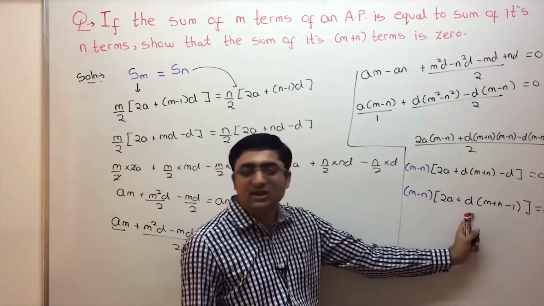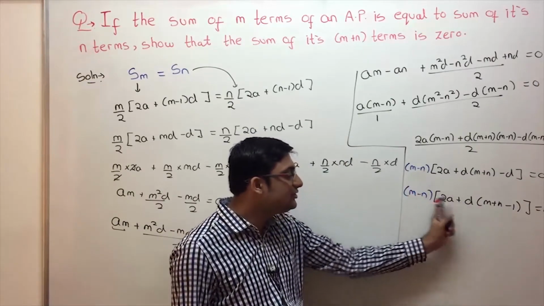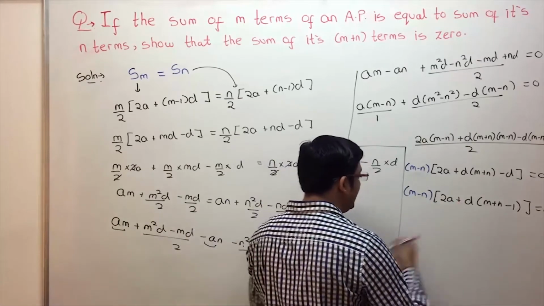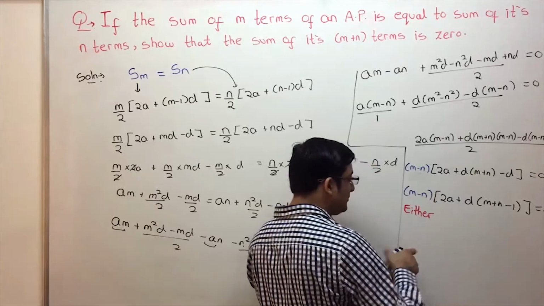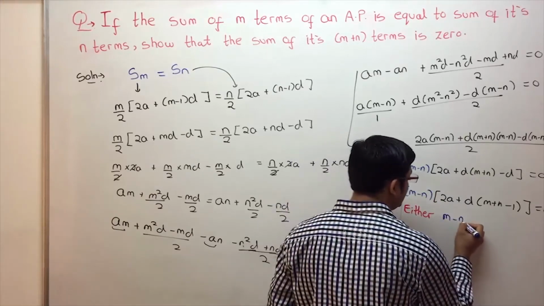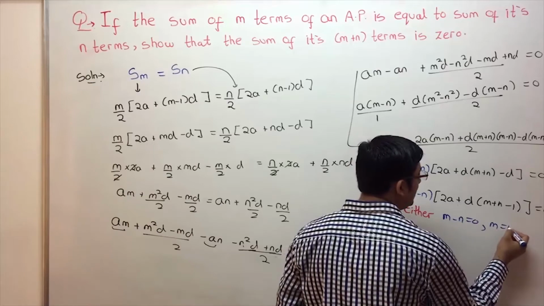So now we have multiplication of two terms is 0. I repeat, multiplication of two terms is 0. So either this is 0 or this is 0. So we have either m minus n is equal to 0. So from here we get m is equal to n.